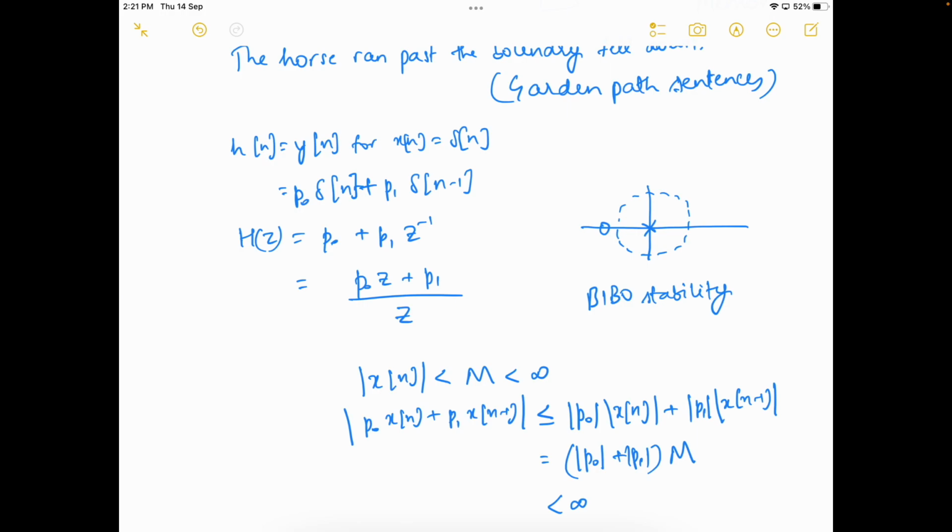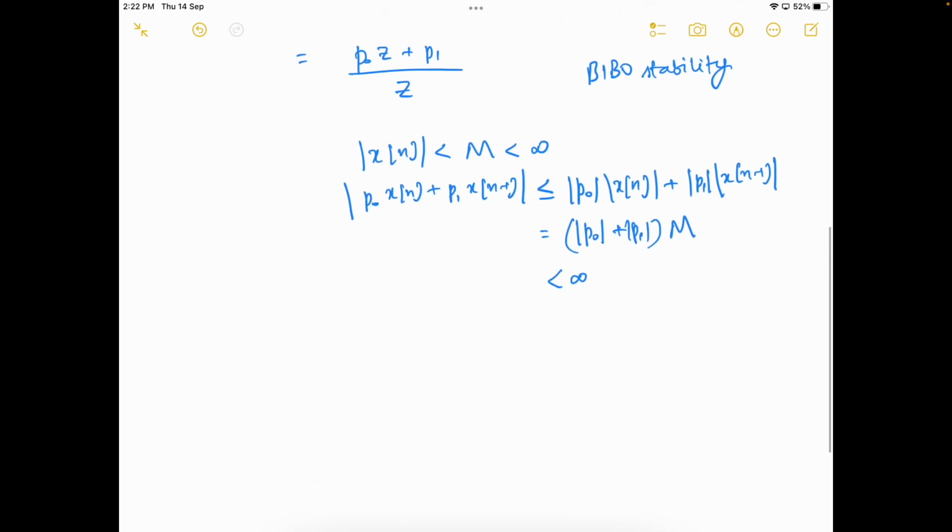For such a system, when H of Z is a complex function, it's a stable system because all the poles are inside the unit circle. Now see, by placing my poles and zeros appropriately, I can design my filter. If I want to design a filter which amplifies certain frequencies and suppresses certain other frequencies, I can very well do that. For example, I'm hearing this AC noise. Can you design the filter for this?